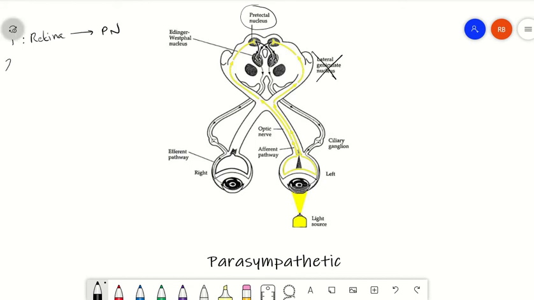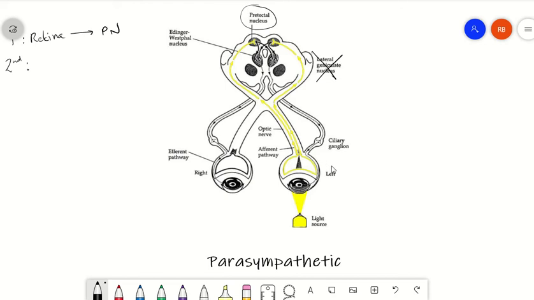Okay. Now let's have a look at the second step. The second order neuron connects each pretectal nucleus to both the ipsilateral and contralateral Edinger-Westphal nucleus. So this is also in the midbrain. So the EWN, the Edinger-Westphal nucleus: from each pretectal nucleus, there is a secondary neuron to both the ipsilateral EWN and the contralateral EWN. And that allows for the consensual pupillary reflex.